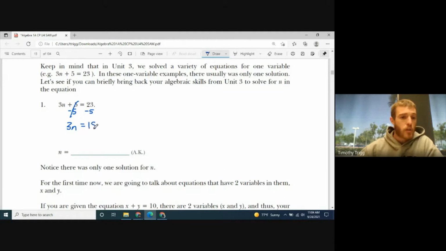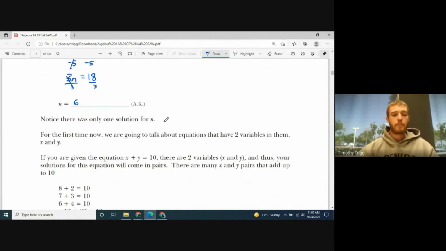Now, I want to remind you that everything that I write, you should be writing down. So all this work that I'm writing, you should be writing as well. If you listen and follow along and write down everything I tell you to write and everything I write, you'll do very well. So then to get n by itself, you divide both sides by 3. Remember, 3n means those are multiplied, so we divide to cancel it. So that'll cancel here, so that'll give you n equals, and then 18 divided by 3 is 6. And there you go.